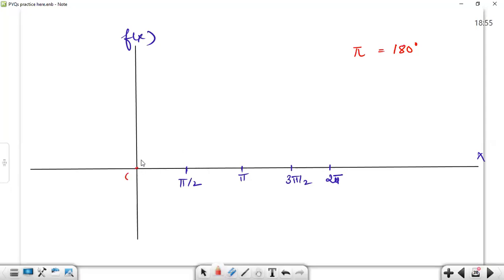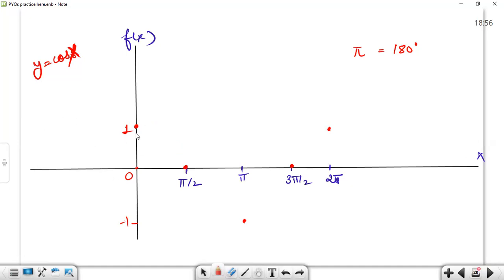So this is 0. Let's first talk about y equals cos x. For cos 0, the value should be 1, so the cos x curve should be here. For cos pi by 2, it is 0. For cos pi, it is minus 1. Cos 3 pi by 2 is 0, and at 2 pi it is again plus 1. So the cos x graph is curved in this manner.